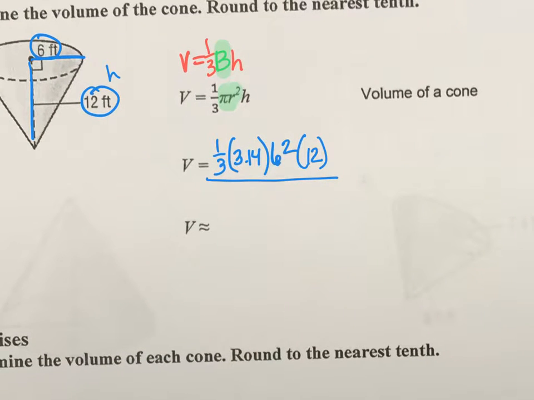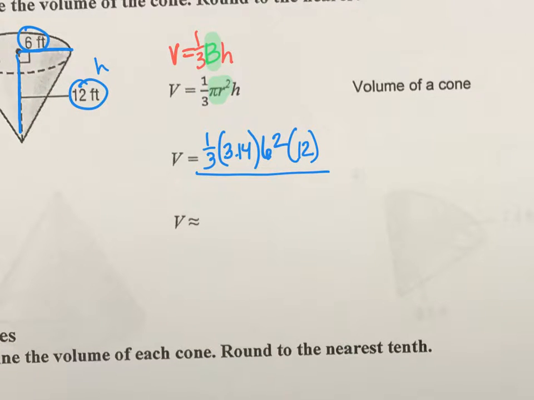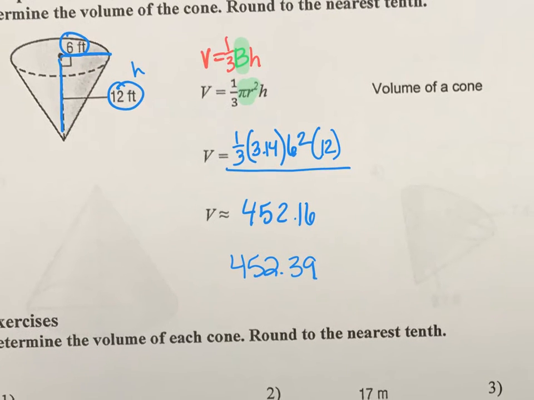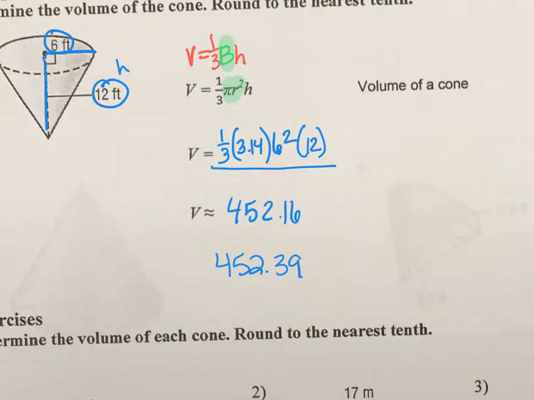Okay, so in the calculator, I did both. I used 3.14 and I used the pi button. When I used 3.14, I got 452.16. When I used the pi button, I got 452.39. So really not much difference. On your multiple choice questions, like on the STAAR test, they really shouldn't give you any that close. These two shouldn't be two different answers. I'm just showing you what the differences might be. So if your numbers behind the decimal are different, that's probably why.